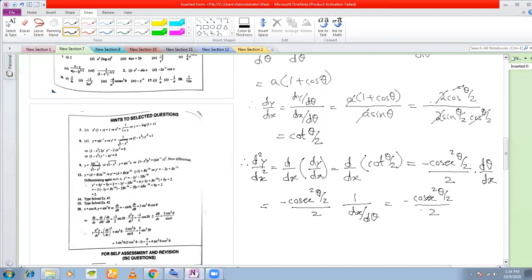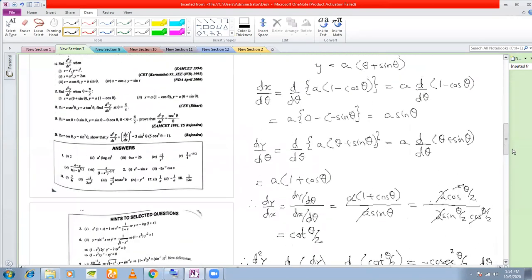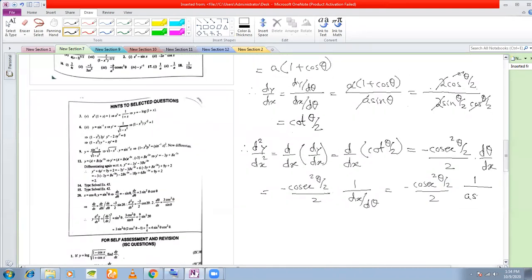The dx d theta above we have found as a sin theta. Now this can also be simplified further. How? You write cosec square theta by 2 as 1 by sine square theta by 2, and this you write as 2 sin theta by 2 cos theta by 2.